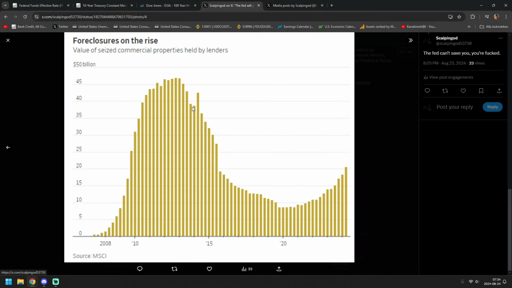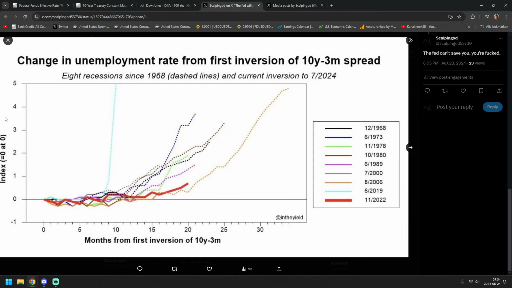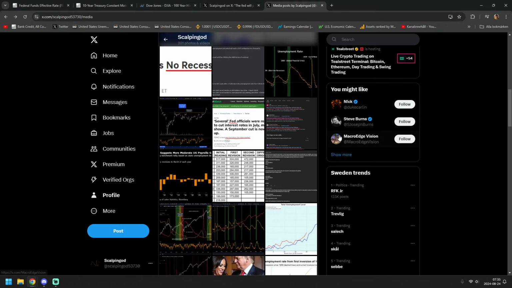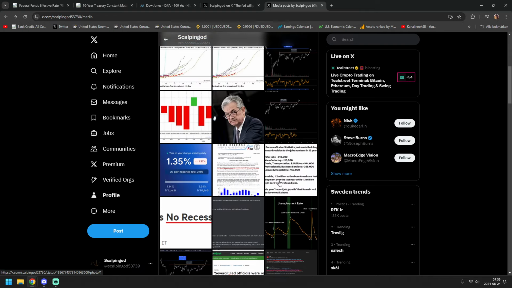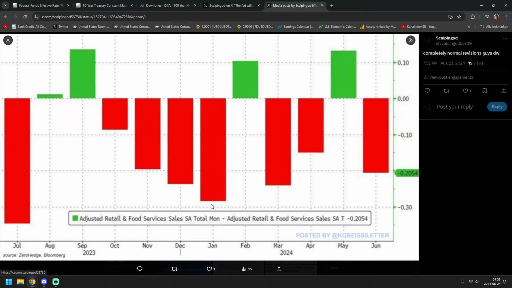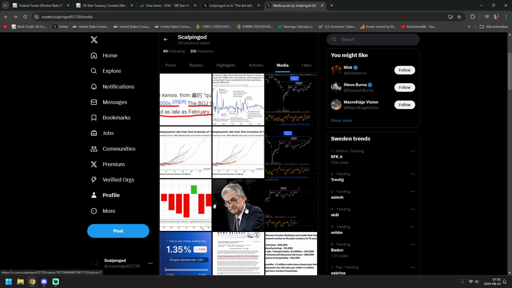Going back to this picture, foreclosures are also on the rise. I mean, does this look good? Rising unemployment, the blue line is the GFC cycle, red line is where we are today. Let's go back to what else I tweeted here. Revisions for retail sales. Looks completely normal, guys. Just like with GDP and everything else that they're lying about.